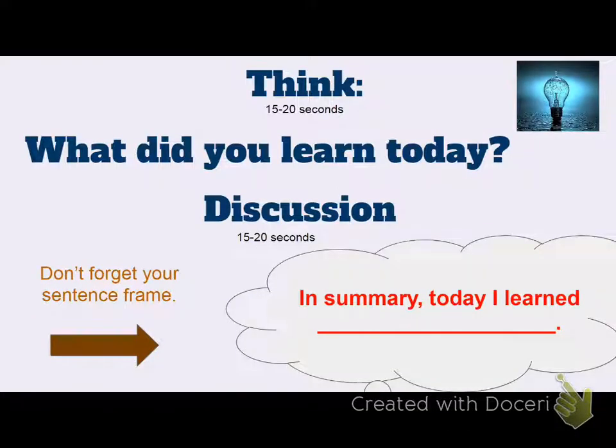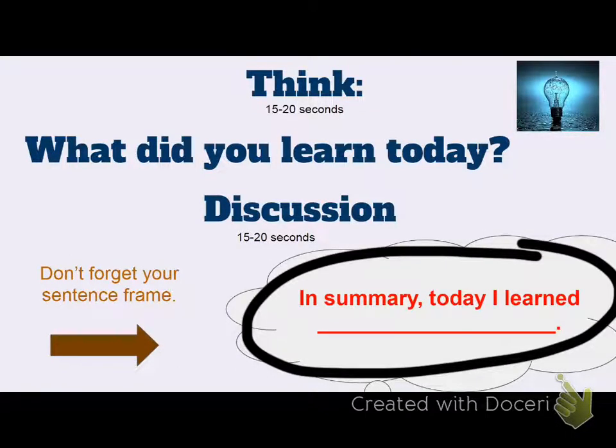All right, Bobcats, what did you learn today? Well, in summary, today I learned how to multiply 2-digit numbers by multi-digit numbers. I learned the value of estimation. I learned that if I estimate first, I can see if my answer makes sense. And I'm hoping that if you can figure out the algorithm or how to multiply 2-digit numbers by multi-digit numbers, it will help you.